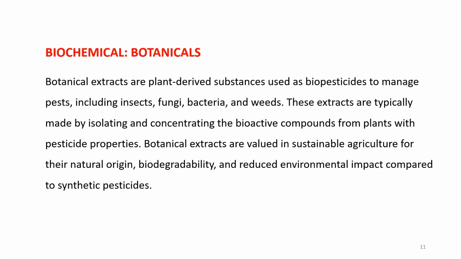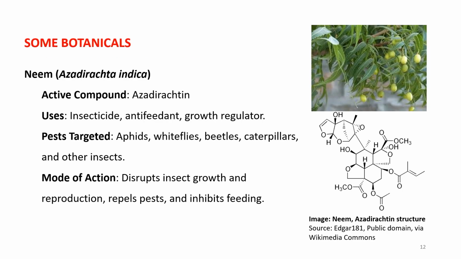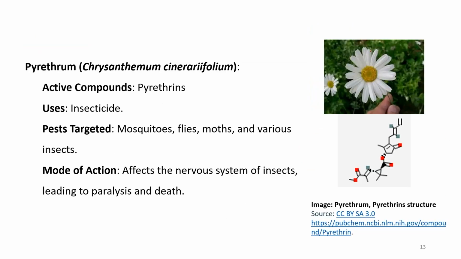Botanical extracts are plant derived substances used as biopesticides to manage pests including insects, fungi, bacteria and weeds. These extracts are typically made by isolating and concentrating the bioactive compounds from plants with pesticide properties. Botanical extracts are valued in sustainable agriculture for their natural origin, biodegradability and reduced environmental impact compared to synthetic pesticides. And these are some of the famous examples, like azadirachtin, which is obtained from neem, particularly the neem seeds.